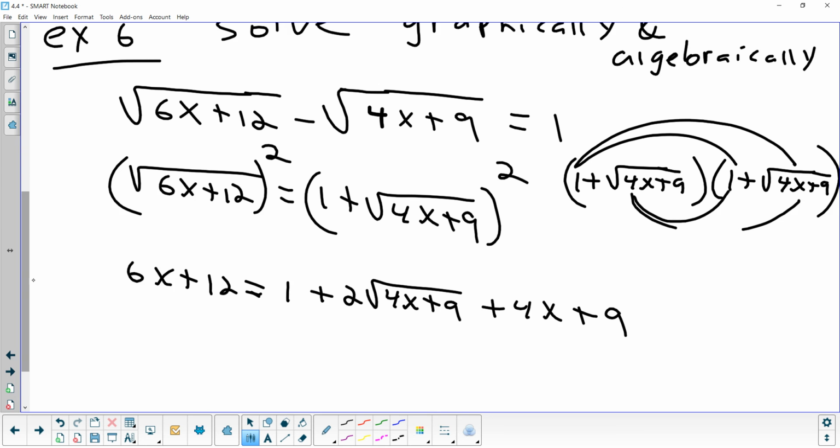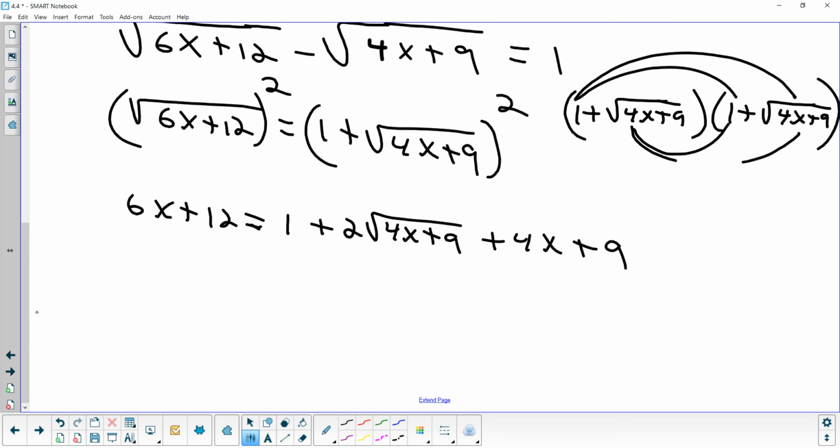Now, how many roots are left in this problem? 1. We had 2, now we have 1. A lot of like terms are going to be able to be combined here. 6x plus 12. You know what? Actually, let's do it right here. What do I have if I combine my constants? What do I have on the right? 10. So I'm going to do a minus 10 on both sides. If I do a minus 10 on the right, it cancels out the 1 and the 9.